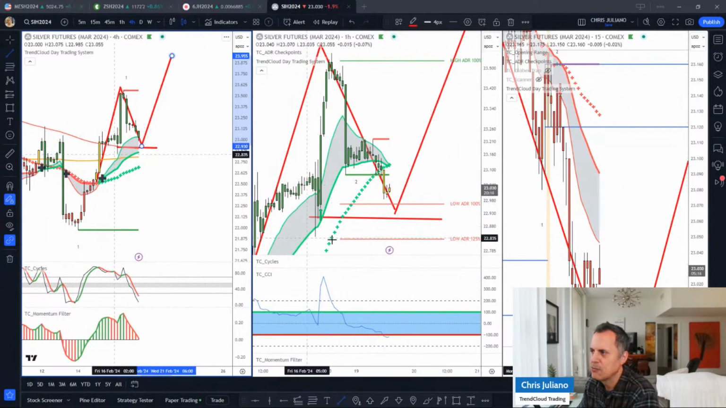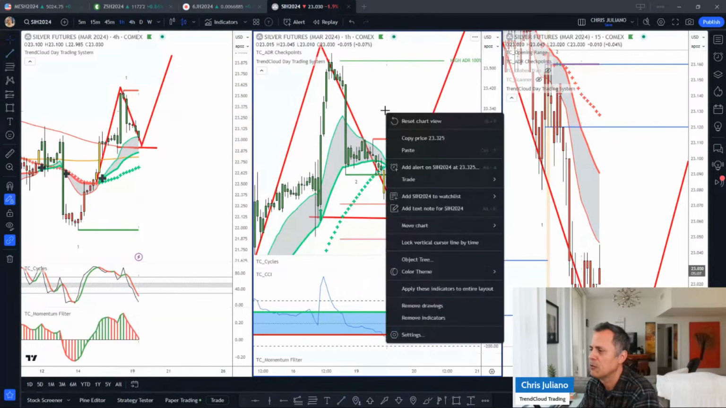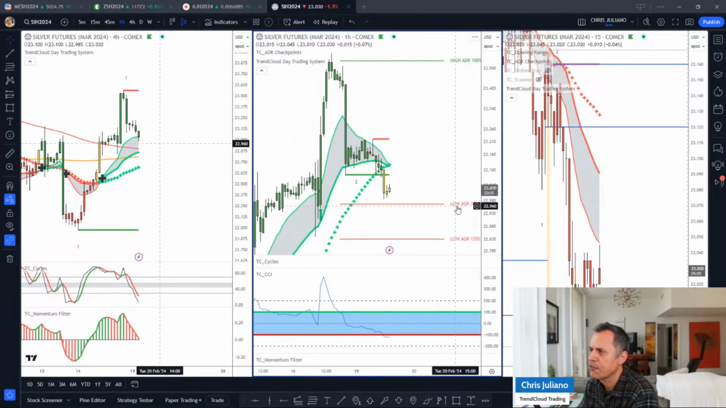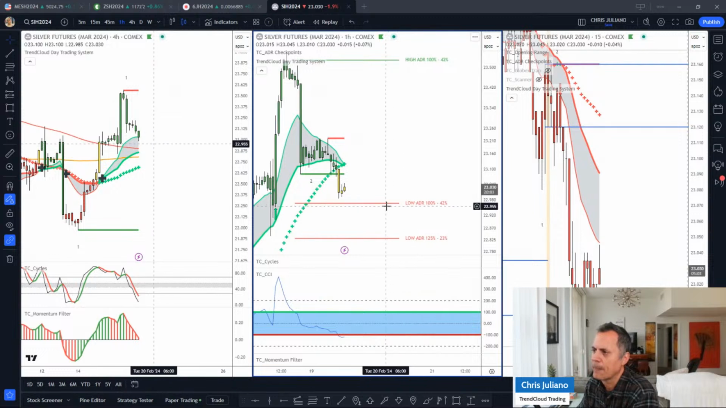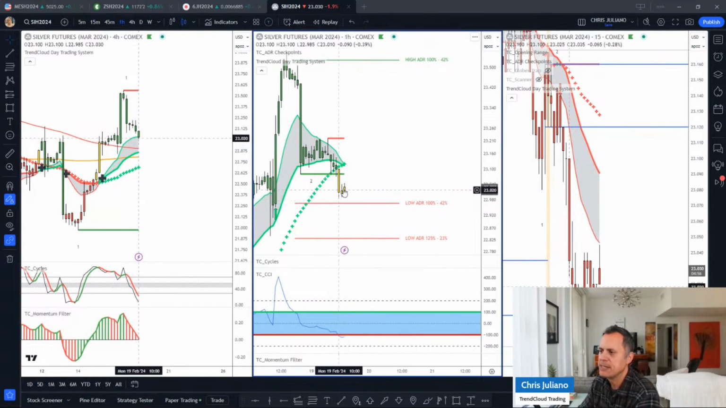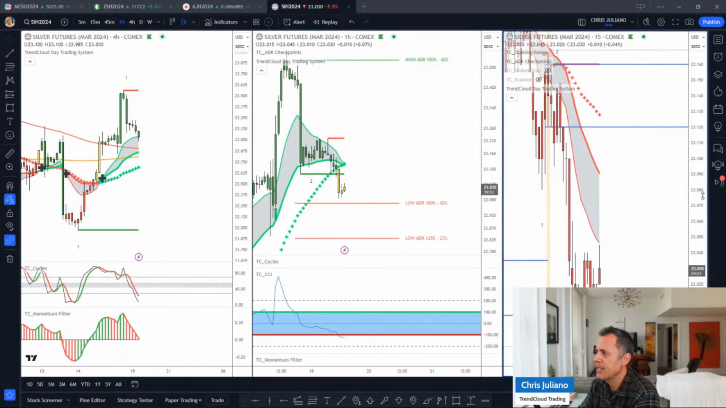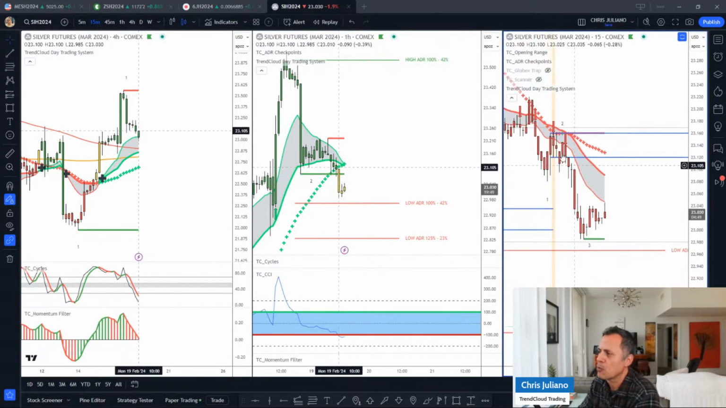So right down in here is actually a great area to look for that continuation of the high time frame trend. And look where we're at. What's this right here that we're seeing? The average daily range of silver pulling back right into here. Okay, momentum is still down. Momentum is still down. And we broke to the downside on the opening range as well.